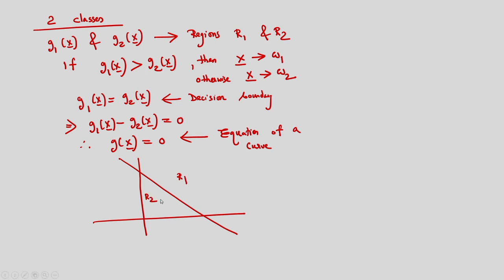Region R1 corresponds to the class omega 1 and region R2 corresponds to the class omega 2. So if g(x) is greater than 0, then I have to consider the class omega 1, and if g(x) is less than 0, I have to consider the region R2, and that corresponds to the class omega 2. And this is the decision boundary, so it is a straight line. So g(x) is equal to 0. This is the equation of the decision boundary.